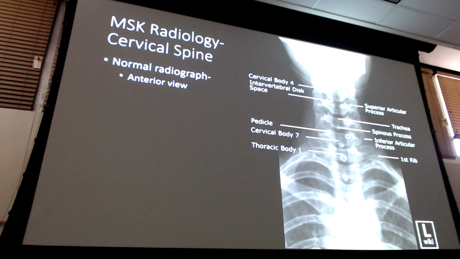So the pedicles are out here on the outside, right? These little guys in the center, these are your spinous processes, right? They're posterior, they pop up really nicely. What's this big, dark, tube-looking thing? That's my trachea. Air is black on x-ray. That's my trachea. Yes?